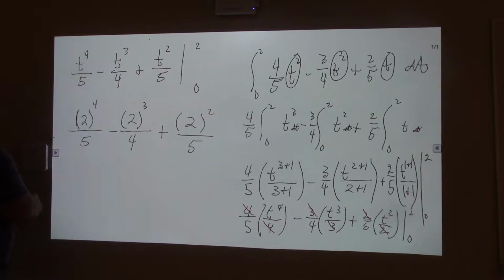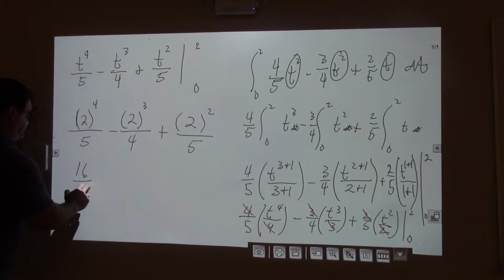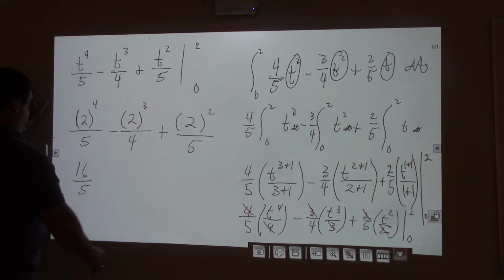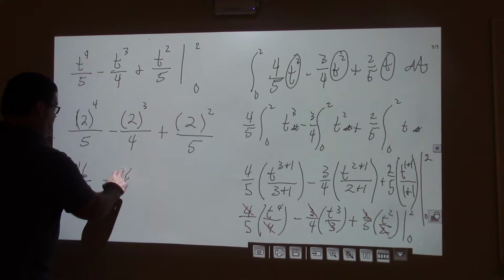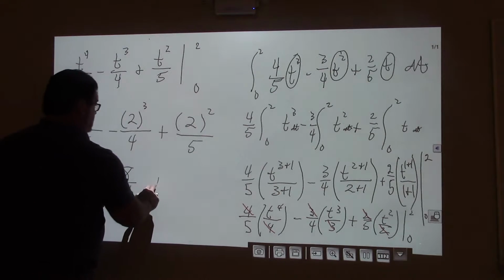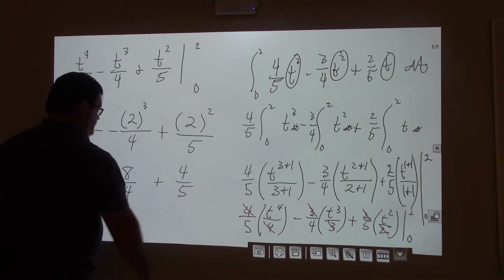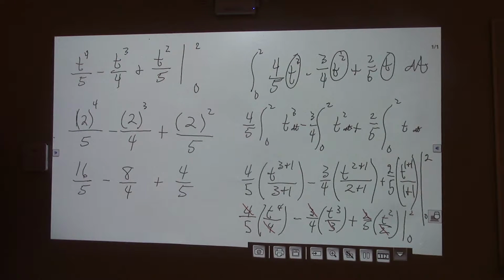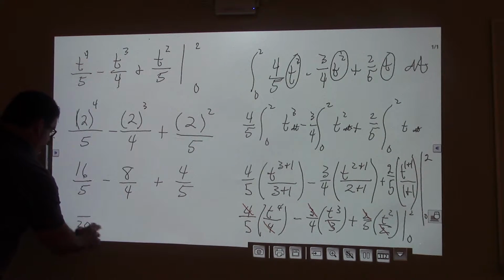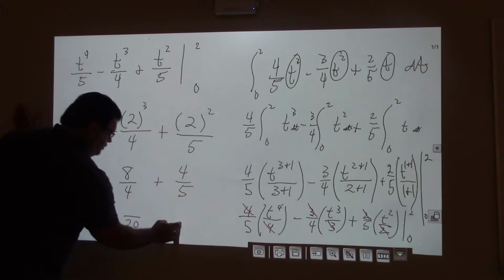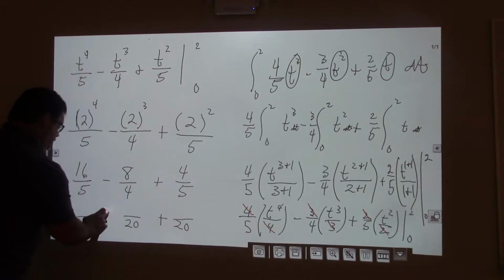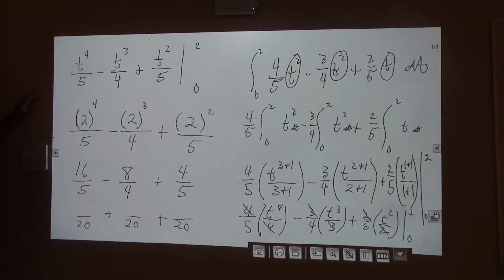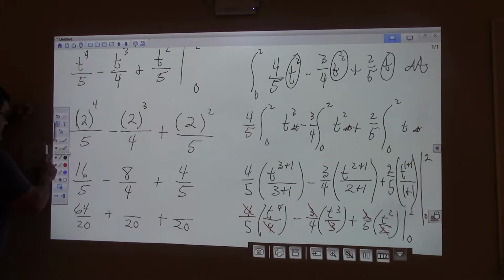2 to the 4th is 16. I think, isn't it? Minus 2 to the 3rd is 8. 2 to the 2nd. Got to have a common denominator of 20. Five going to 24 times 16 is what? 64? Why did you change that to a plus? Because I'm just changing the problem as I go. Thank you, Mr. Swanson. That was you.